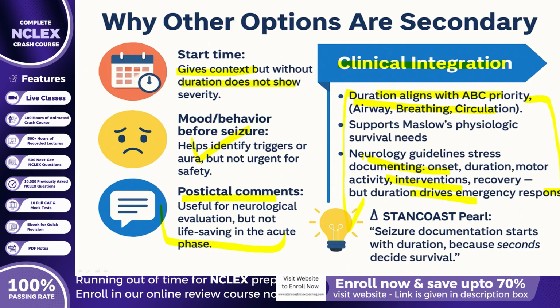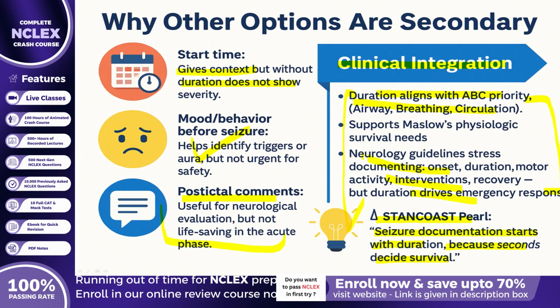Here is your Stan Coast Pearl. Seizure documentation starts with duration, because seconds decide survival. Always remember to capture the onset, total duration, motor activity observed, interventions provided, and postictal status. But keep in mind that the duration determines how urgent the response must be and whether the seizure might progress into status epilepticus.